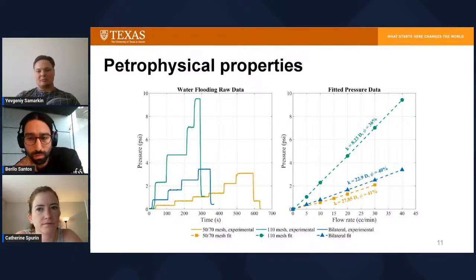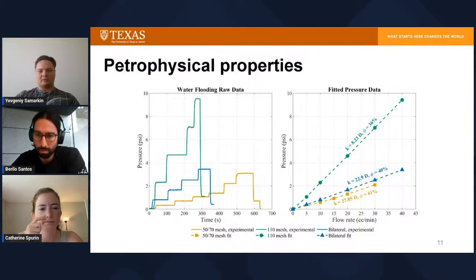Then the highest permeability we achieved was for the 50 to 70 mesh homogeneous sandbag. That was around 28 Darcy. And then, as expected, the bilateral sandbag was somewhere in between, because it was the arithmetic average of both of the sand layers, and its permeability was around 23 Darcy.